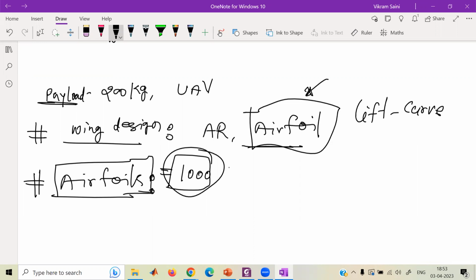Okay. What else? Maybe landing gear, how it should be, the designing of landing gear. Anything else? Maybe power and pressurization systems.